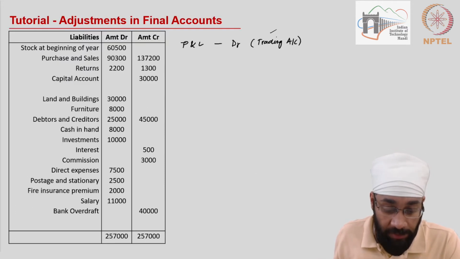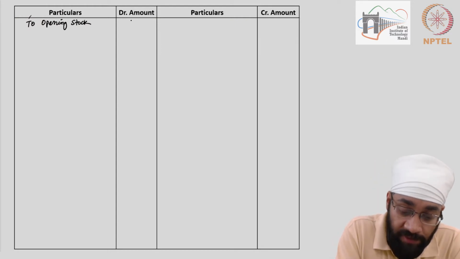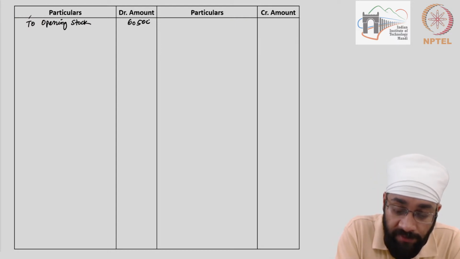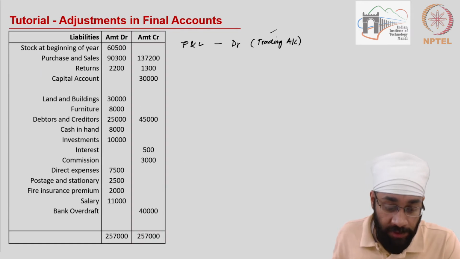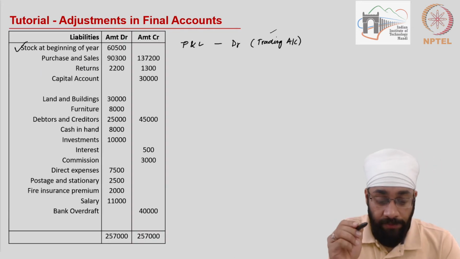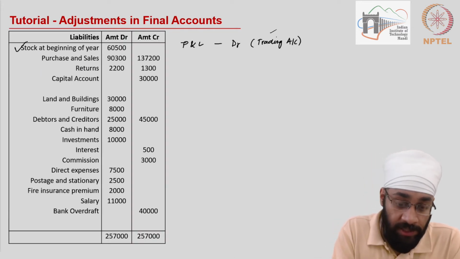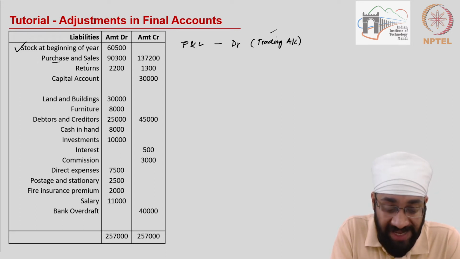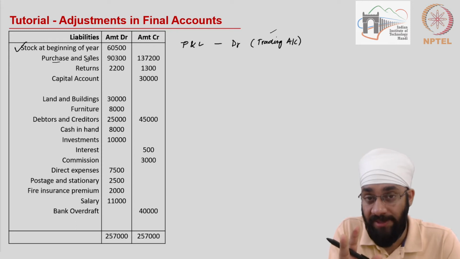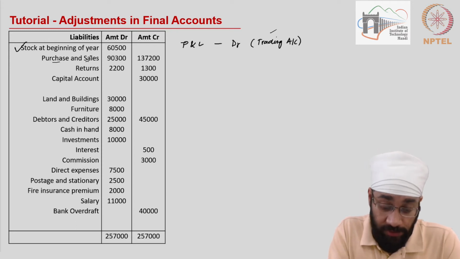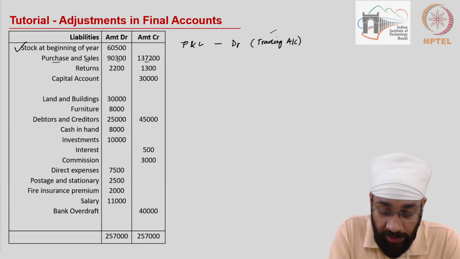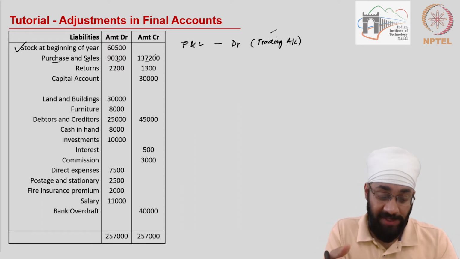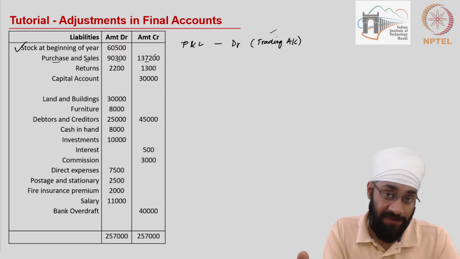So opening stock, the amount is 60,500. I've written it here. So I'm done with the first item, posted in the relevant place. The second item is purchase and sale. We have both the balances given in one row. So there is 90,300 and 137,200. Which one is for purchase and which one is for sale?